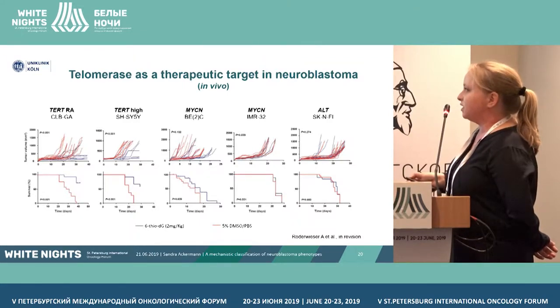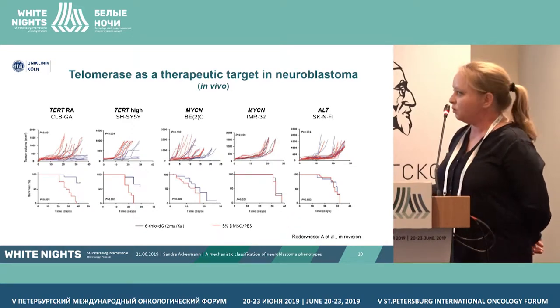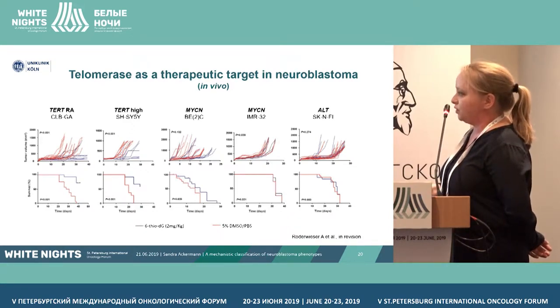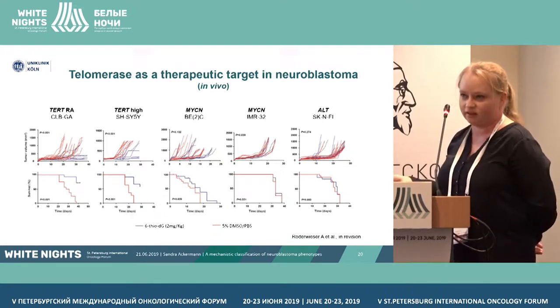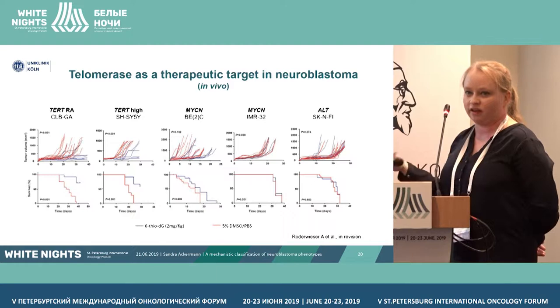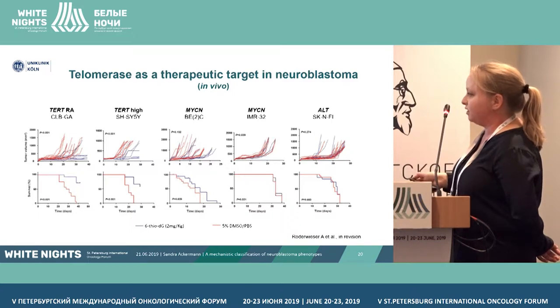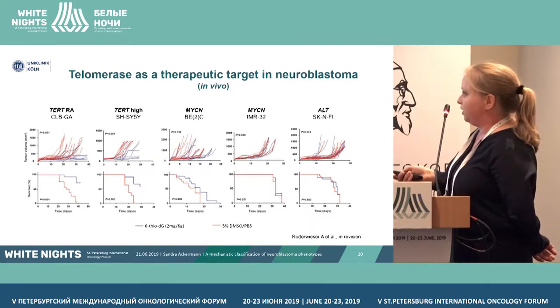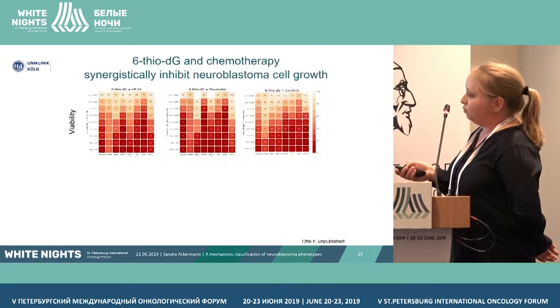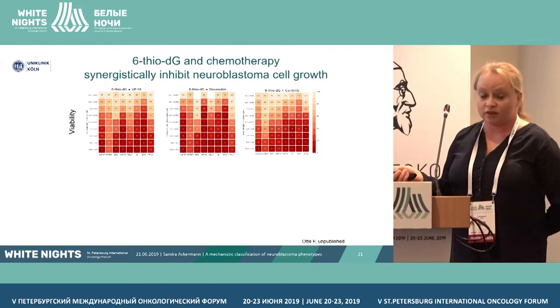But what was surprising, if high TERT expression comes from MYCN amplification, we didn't see such a big difference, and we think maybe this is because MYCN is a transcription factor and doing alternative things in the tumor. And not surprising, ALT, no effect of the inhibitor. And so this is very preliminary data.